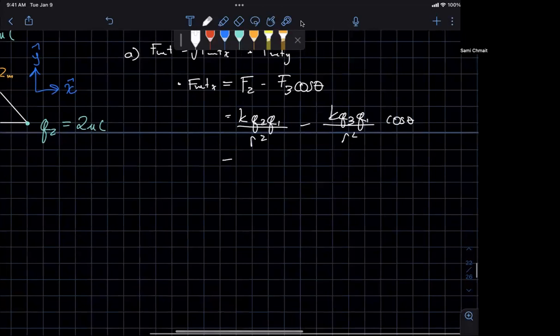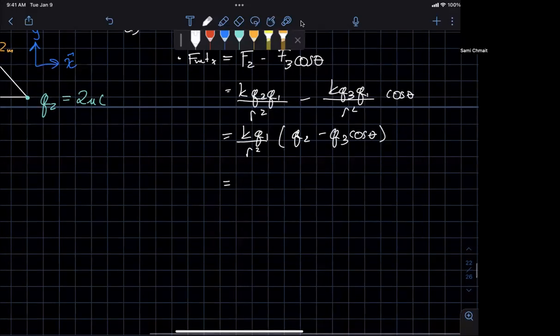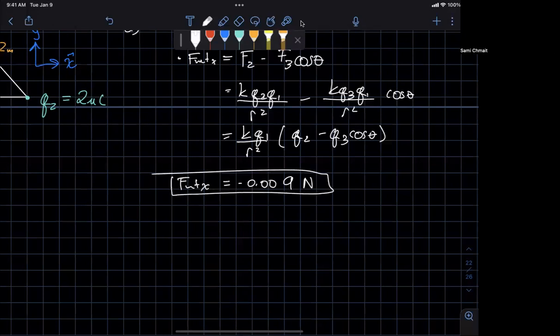At this point, we can just do some factoring out. So we can factor out K, we can factor out Q1, we can factor out R squared. And what we're left with is Q2 minus Q3 cosine theta. Okay. So plug everything in, and what you'll end up getting is 0.009 newtons. Oh, that's not it.